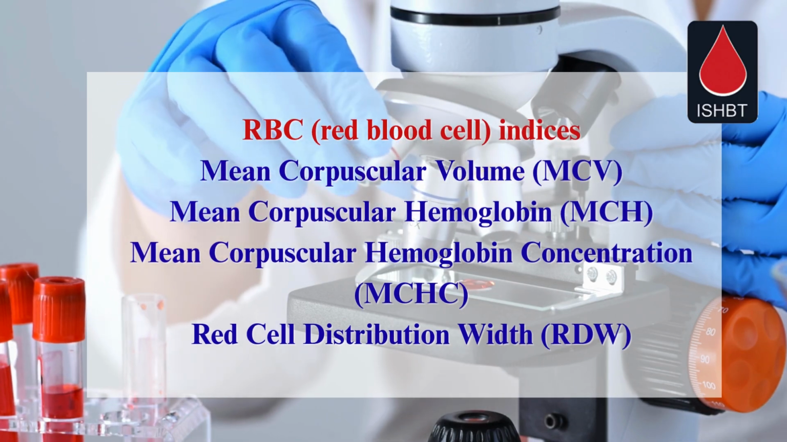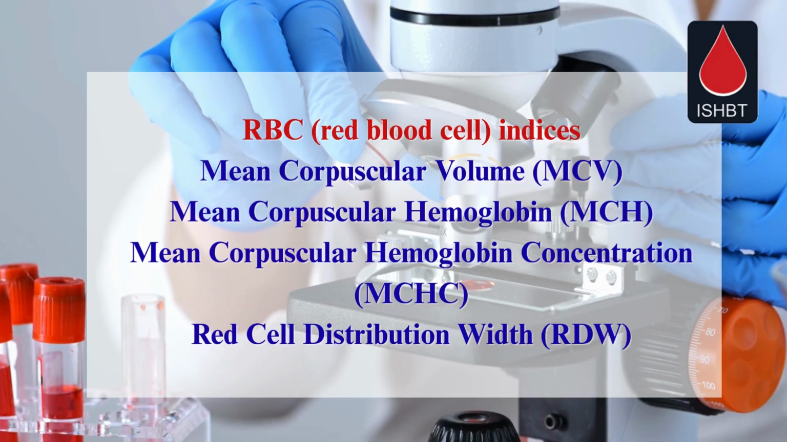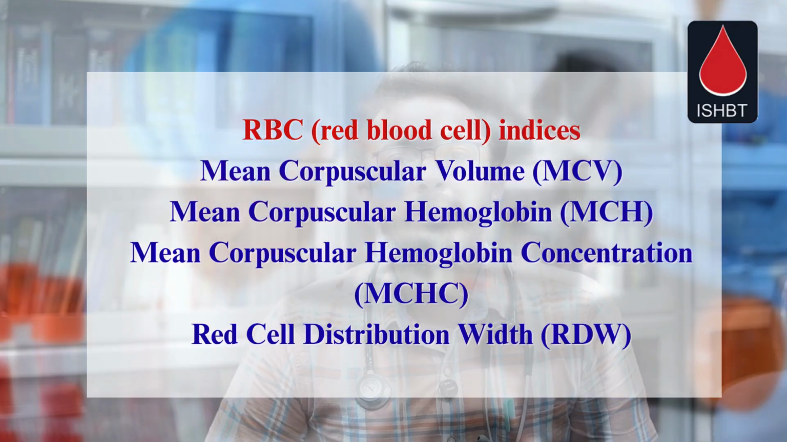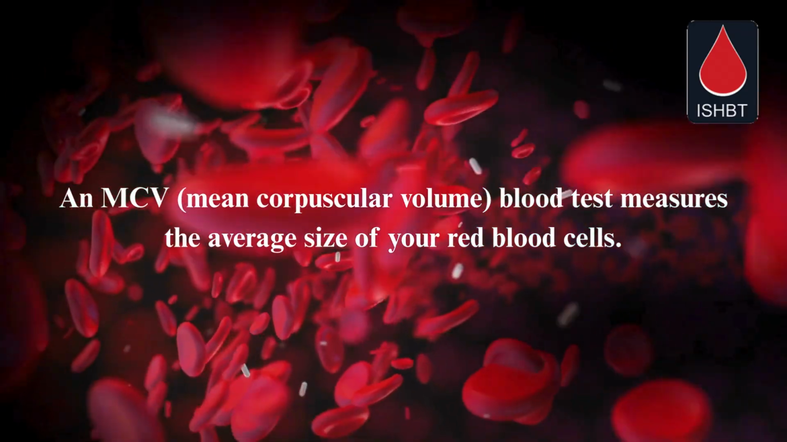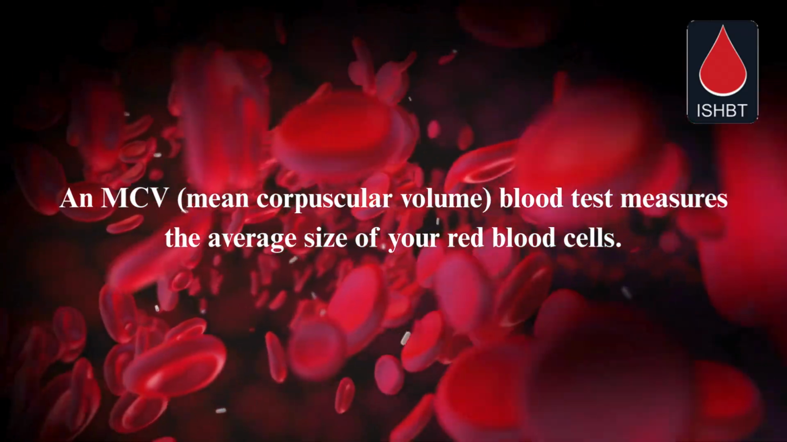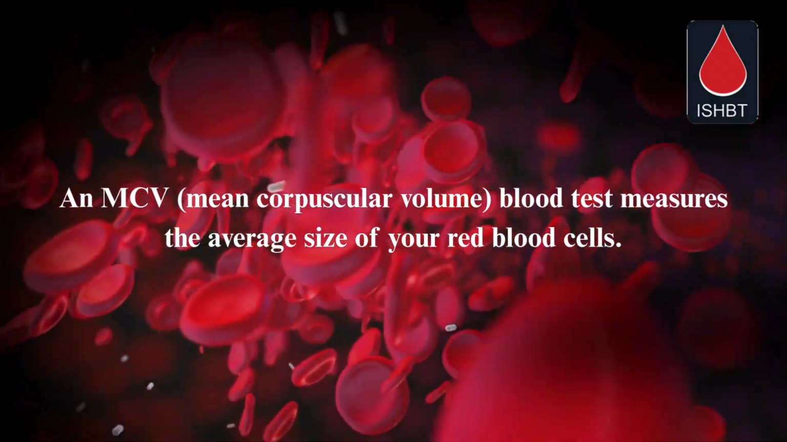In this CBC, we have to look at the hemoglobin, along with the hematocrit, the RBC indices, that is the MCV, MCH, MCHC, the RDW, that is the red cell distribution width, and the RBC count. If the MCV is less than 80, it is called microcytic. If it is 80 to 100, it is normocytic. If it is more than 100, then it is macrocytic. So likewise, we have to proceed.